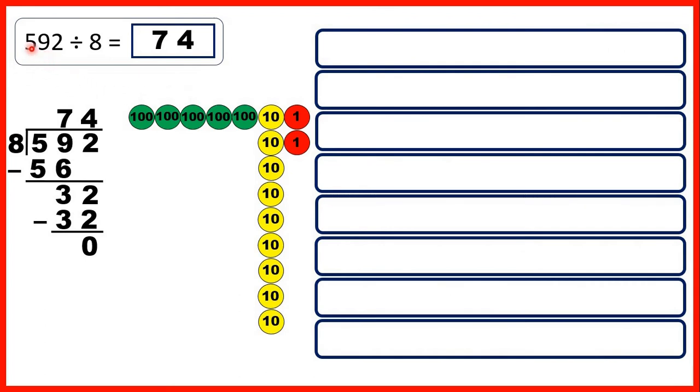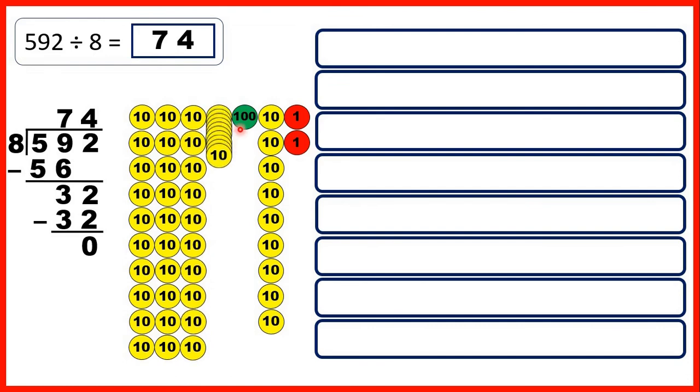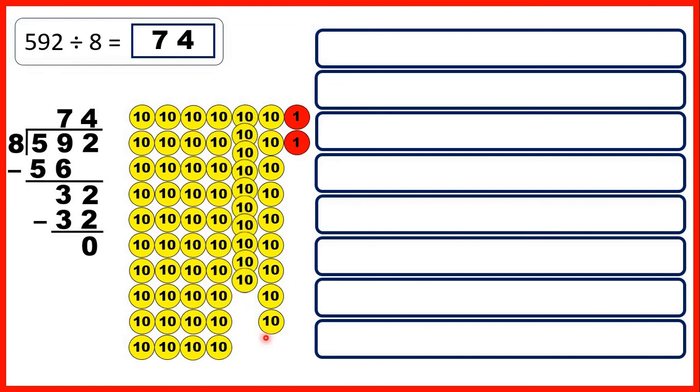Then we had 592 divided by 8. So that's 5 hundreds, 9 tens and 2 ones, and we're sharing these counters into 8 groups. Again, remember when the first digit is less than the divisor, we take the first 2 digits together. And we can do that because if we exchange each of our hundreds for 10 tens, you can see that we now have 59 tens altogether.